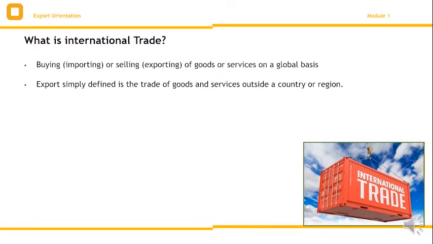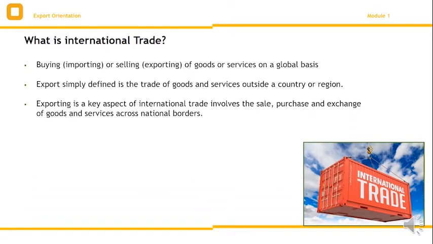To export can be defined as trading of goods and services outside a country or a region. So it's selling our products or services to the international market. It's selling our goods and services outside the borders of our country. Exporting is a key aspect of international trade. It involves the sale, the purchase, the exchange of goods and services across national borders.